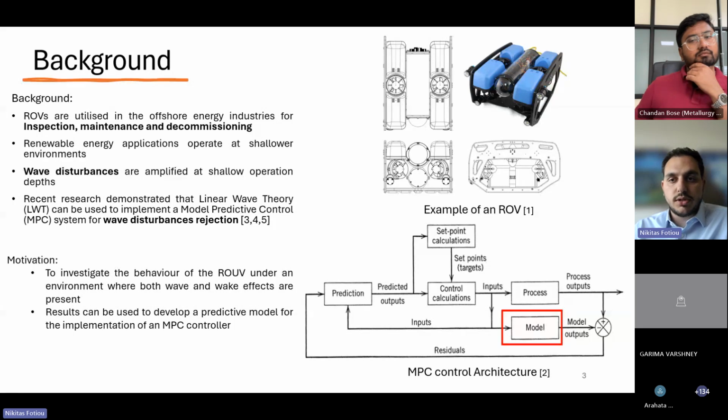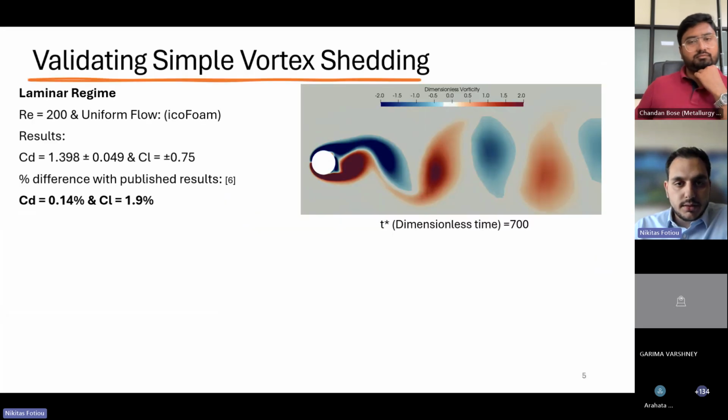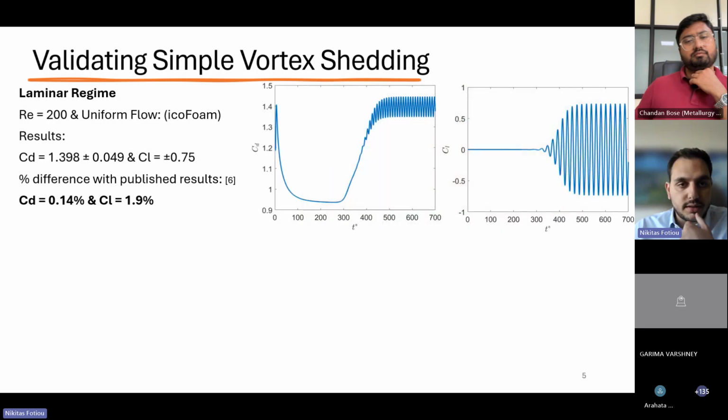Therefore, the aim of this project was to study the dynamics of the ROV when there are waves and a fixed structure creating a wake. So the three objectives were to first simulate the system, second analyze the ROV at different operational conditions, and third try to implement an MPC controller for this new system. So the project started very simple by simulating simple laminar vortex shedding using the FOSSEE solver, and it was observed that the lift and drag coefficients had a percentage difference with published results of less than 2%.